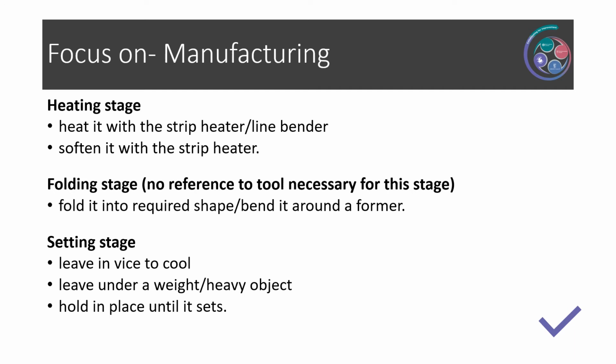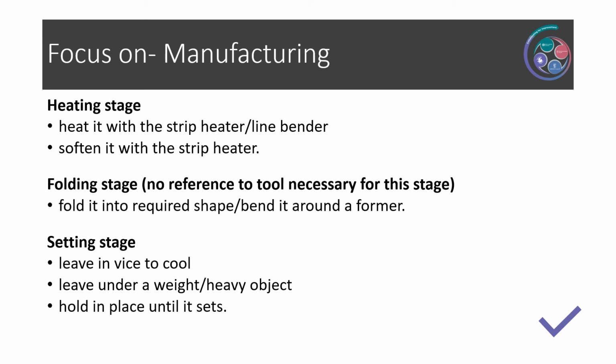Let's look at the marking instructions for that question. Marking instructions are split into 3 sections: the heating stage, the folding stage, and the setting stage. In the heating stage, you can say that you either have to heat it or soften it with a strip heater or a line bender. The next thing you would do is fold it into the required shape or bend it around a former. A former can be anything, including just scrap materials. You could also at this point say you have to fold it and bend it into shape and clamp it into something like a vise.